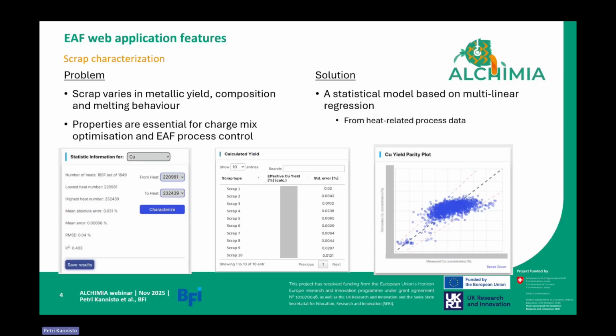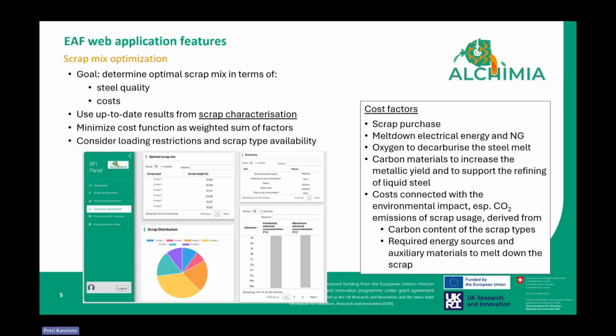So the solution here is a statistical model based on multilinear regression, and we observe the heat data and the inputs to be able to discover the properties of each scrap type.